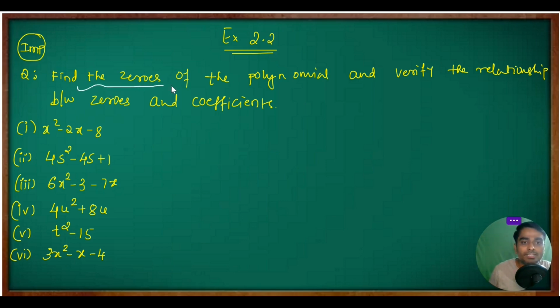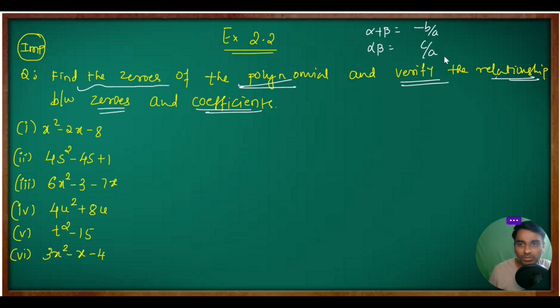The question is about finding the zeros of the polynomial. First we are going to find the zeros of the polynomial, and then we will verify the relation between zeros and coefficients. I have already told you the relation between zeros and coefficients: alpha plus beta, the sum of zeros, and alpha beta, the product of zeros, right? What is the formula? Minus b by a, and here it is c by a. This is what we are going to verify at the end.